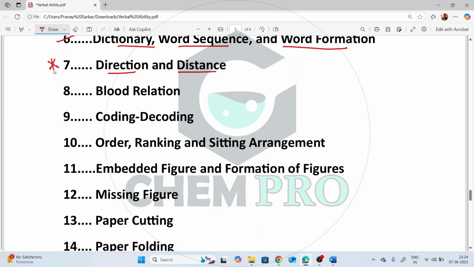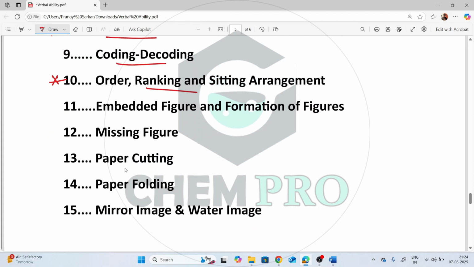This is the most important part. Then blood relation. This is very, very important. Coding, decoding, order, ranking, and sitting arrangement. Then we have embedded figure and formation of figures, missing figures, paper cutting, paper folding, mirror image, and water image.